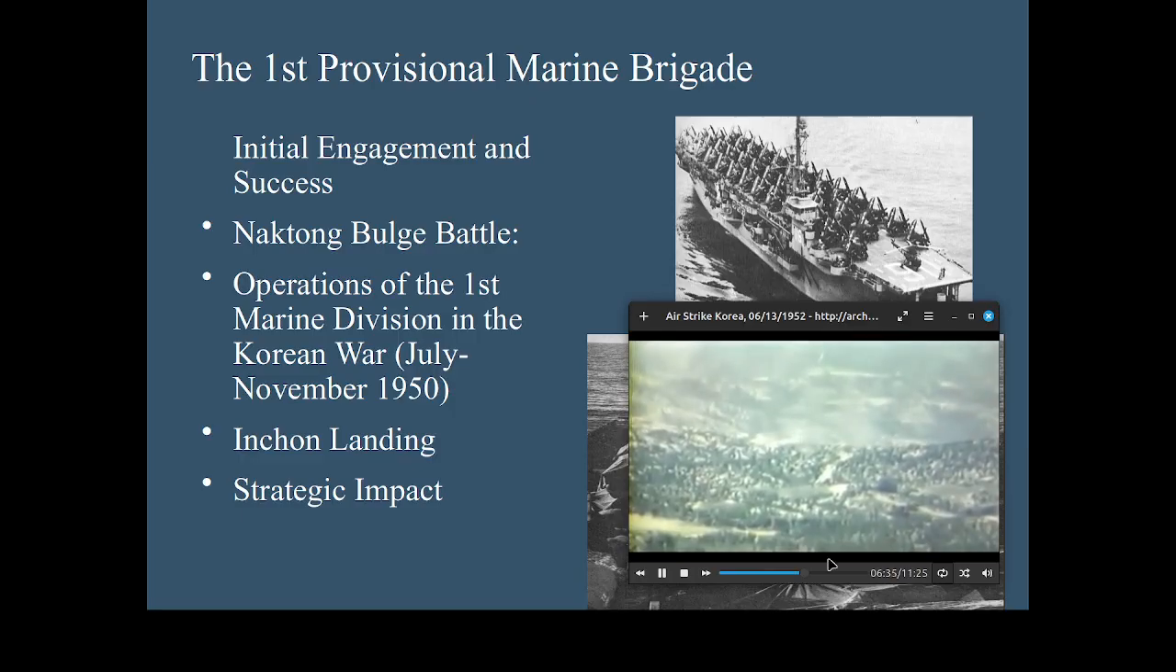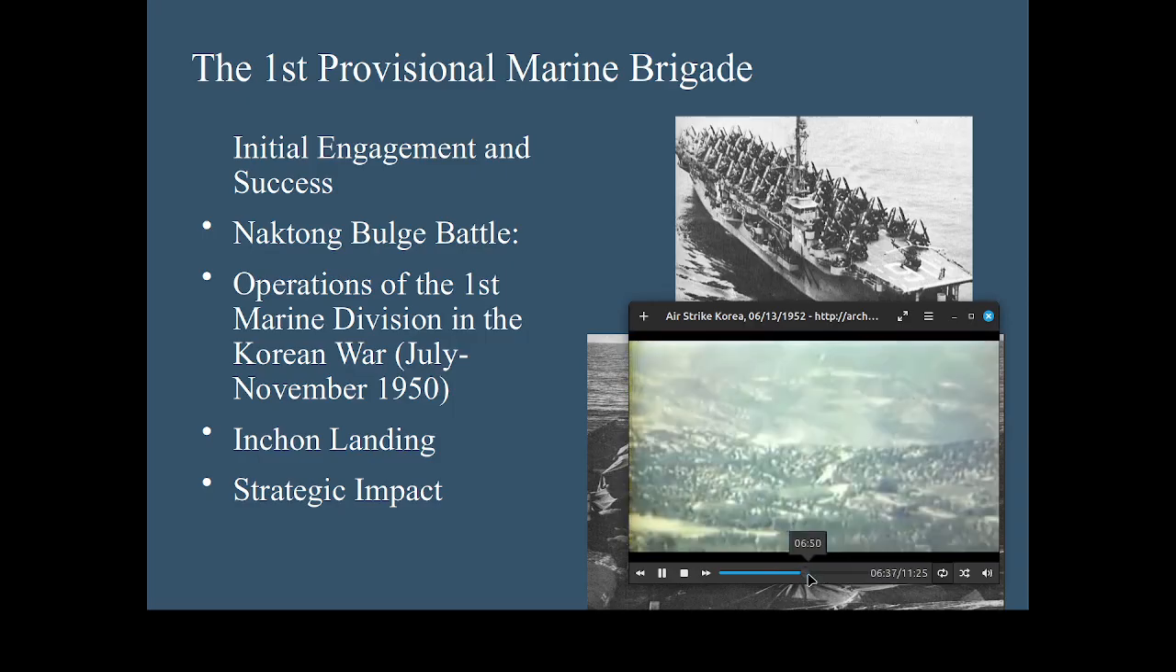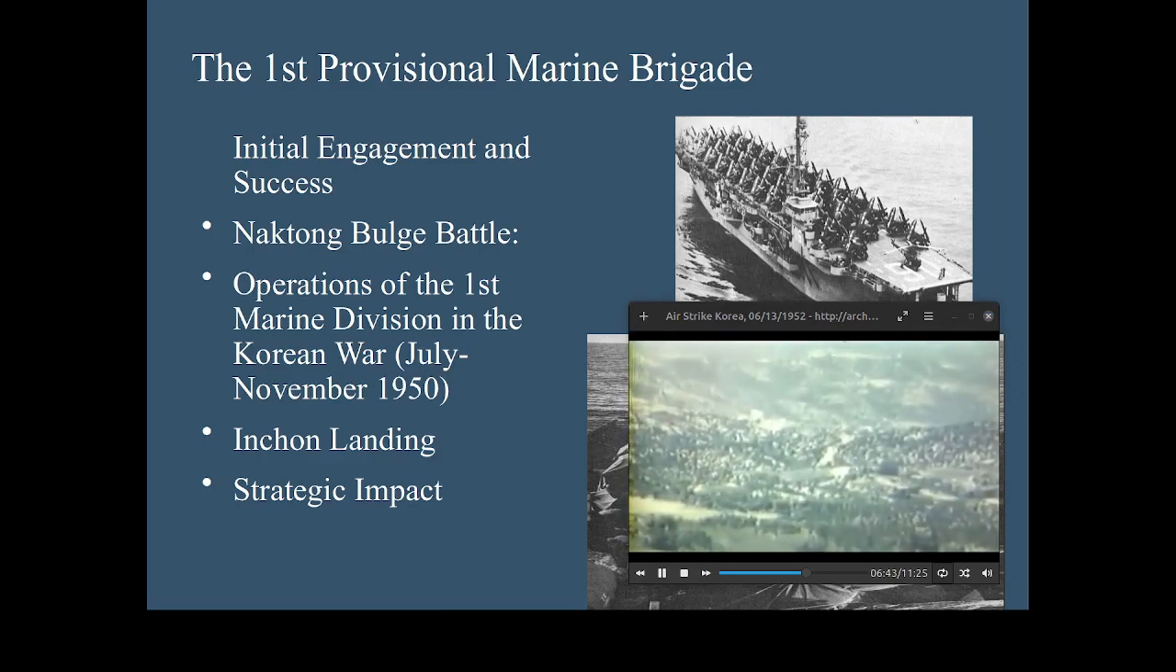I think they actually film an airstrike. Although this late in the war, they literally might just be bombing an empty hill. Did we miss it? No. We'll start here. Let's see if we get to watch it. It's good background. Okay, so they finally have some success, everybody. They have the Naktong Bulge battle.